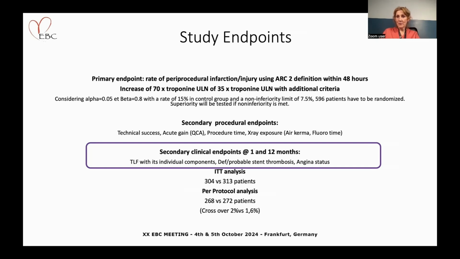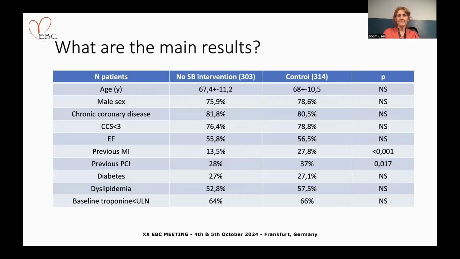The clinical endpoints measured at 1 and 12 months were target lesion failure and its components, definite probable stent thrombosis, and angina status. This then left us with an intention to treat analysis of 304 versus 313 patients and very small, low levels of crossover. So what are the main results? This is a pretty typical profile of patients, mostly male, with a mean age of 67, 68 years.